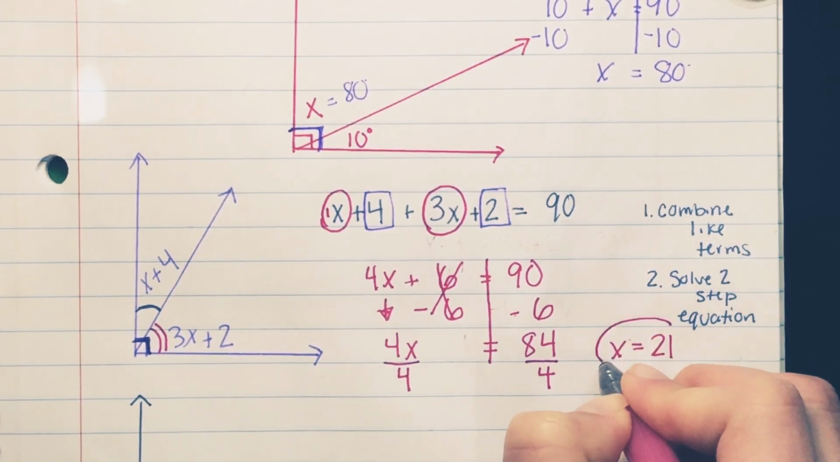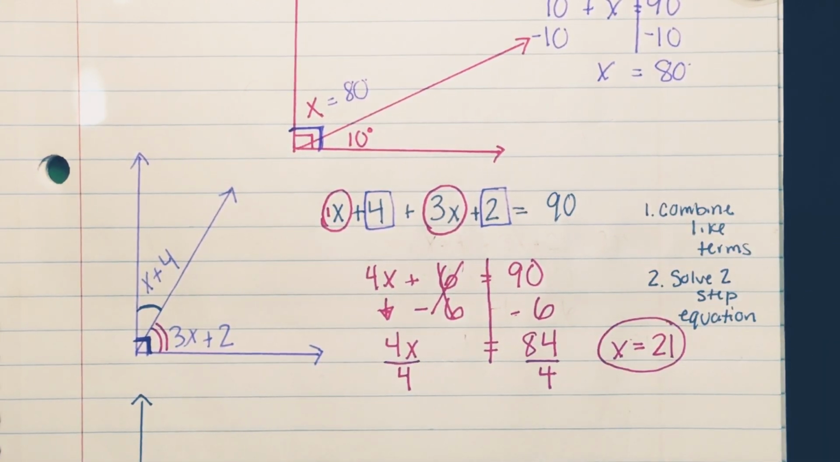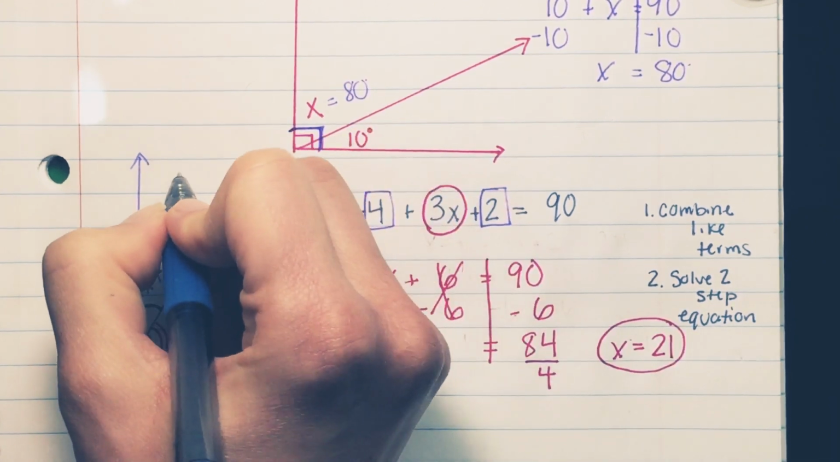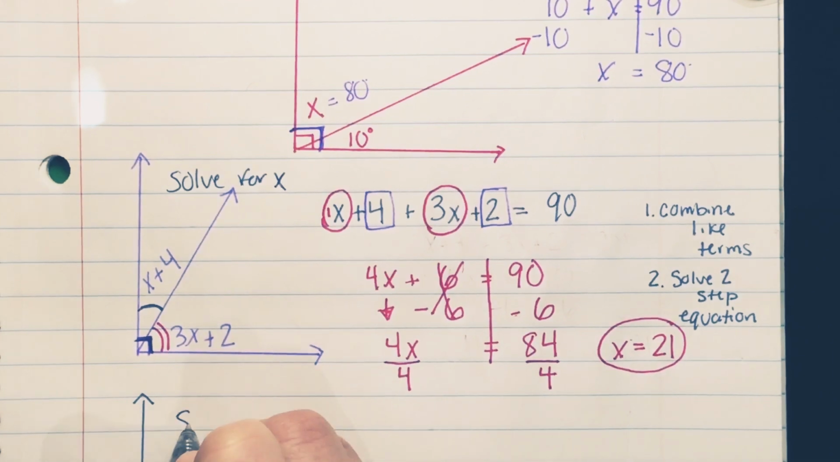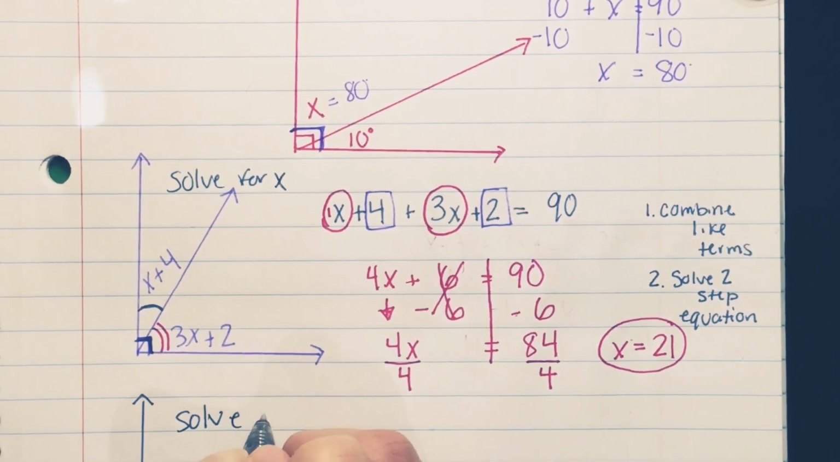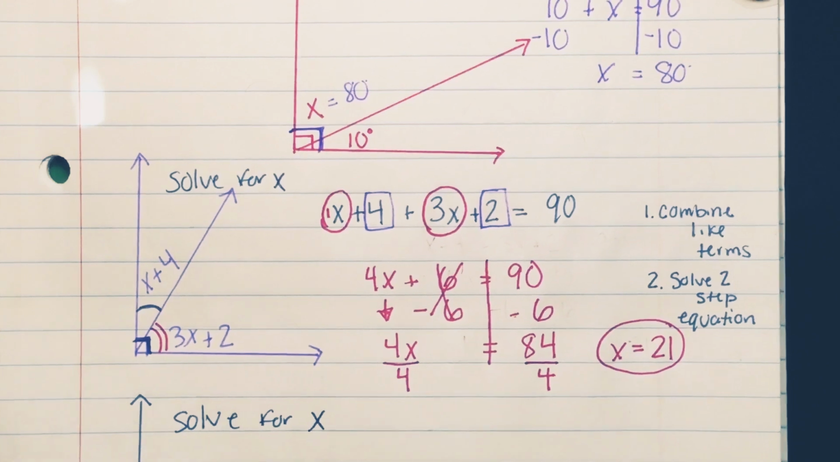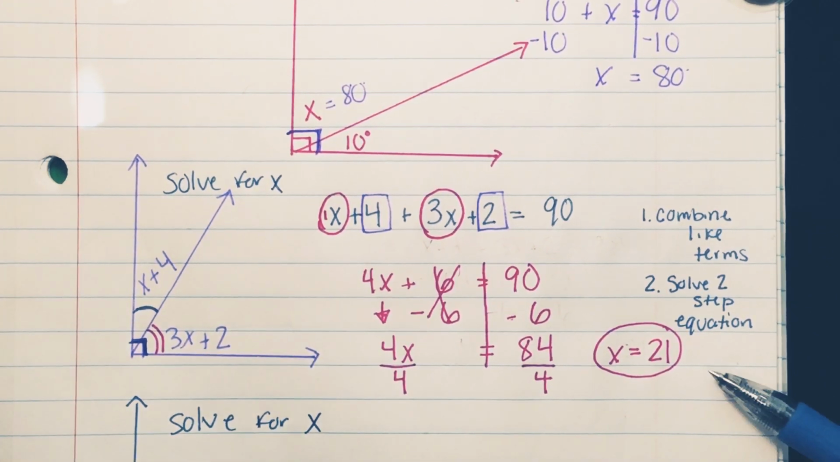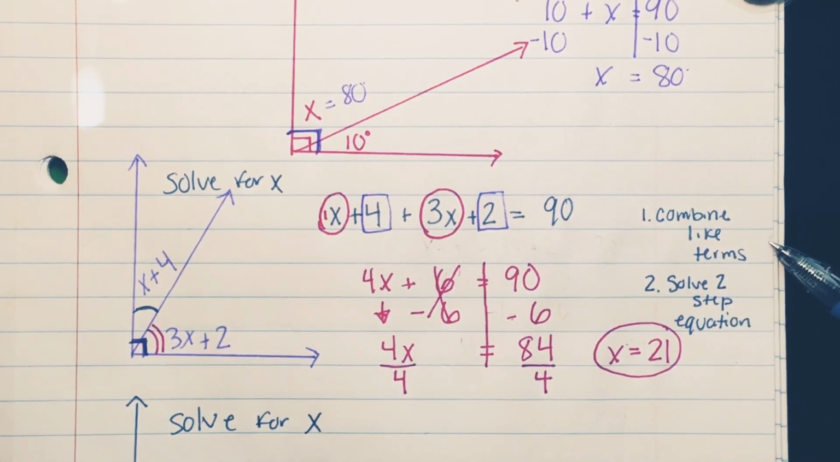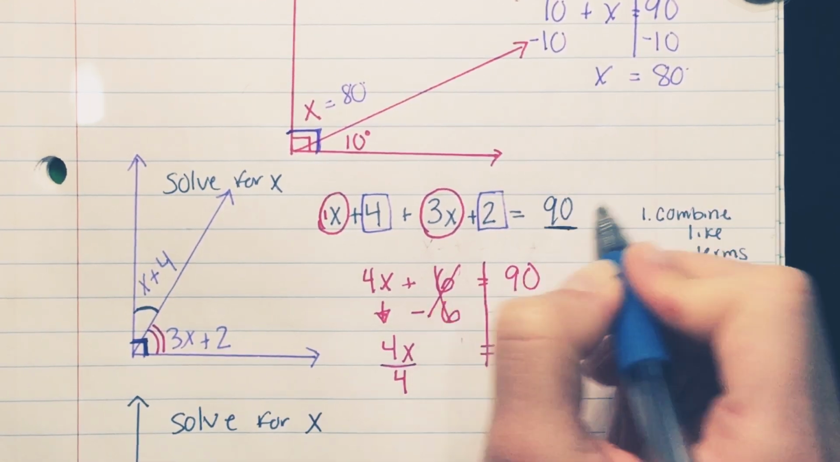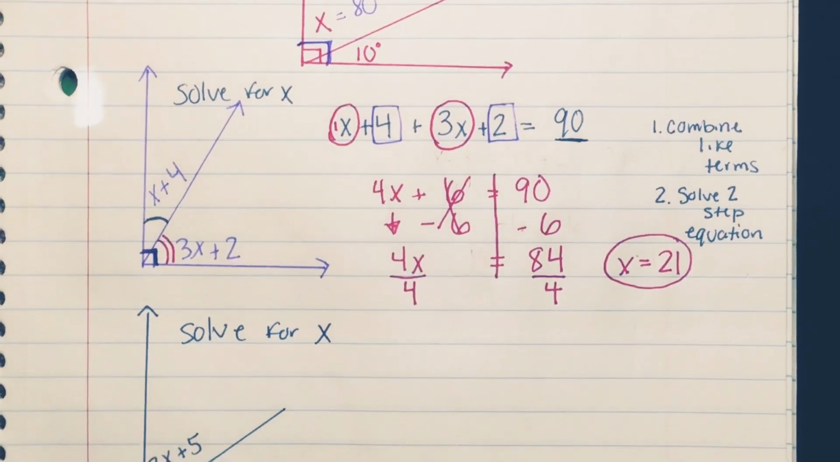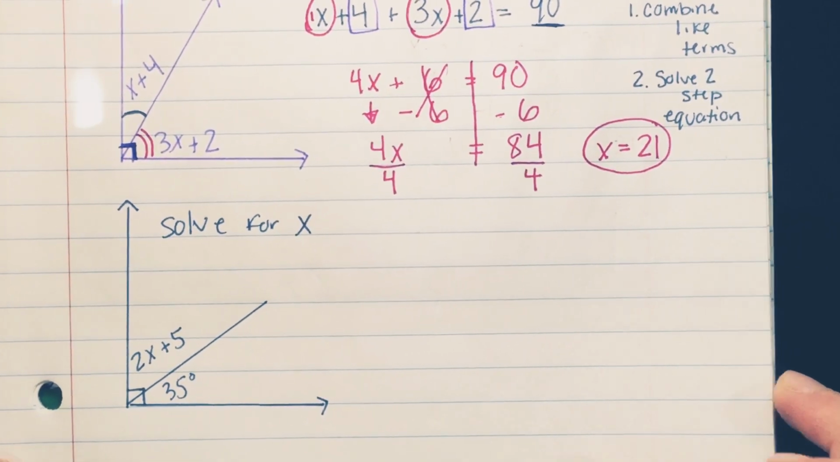So we're solving for x, and that's what the questions are going to be asking you. It's just going to tell you, solve for x. So our x is 21. So remember, combine like terms and then solve a two-step equation. And remember, they equal 90. Okay, let's go down to one more example.